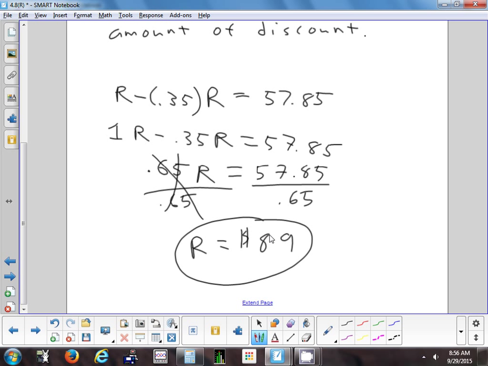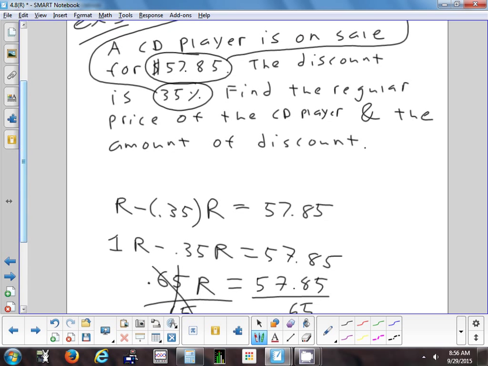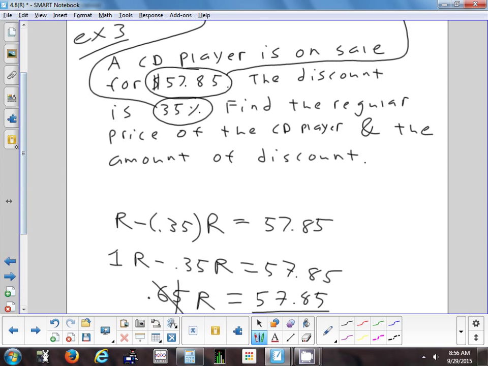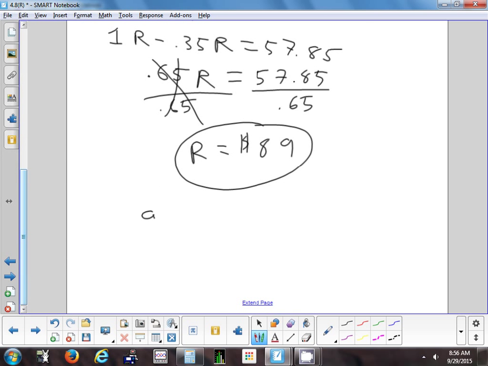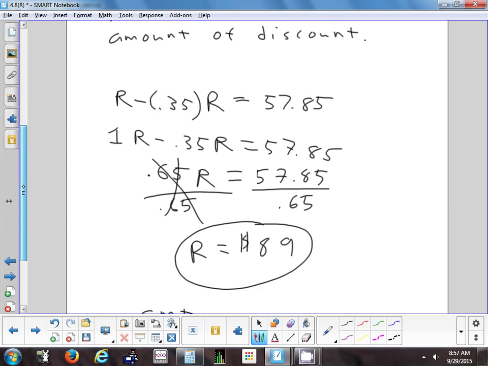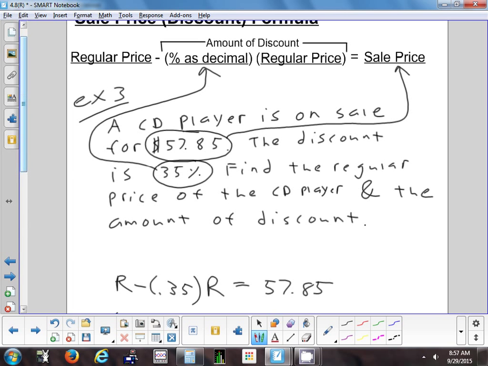Okay, let's go back up, make sure we answered everything they wanted. Find the regular price of the CD player. Have we done that? Okay. Find the amount of discount. Have we done that? No. Okay, so this one, they want to know the amount of discount. How would you do that? The regular price is $89. We paid $57.85. How much money did we save? How do we do that?